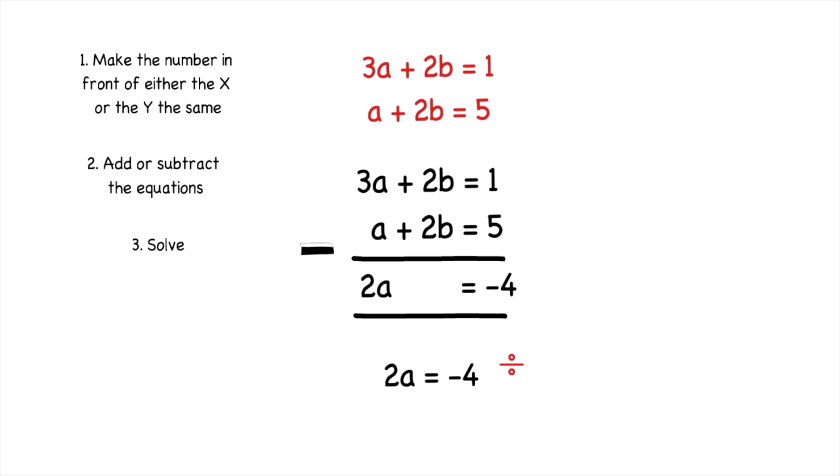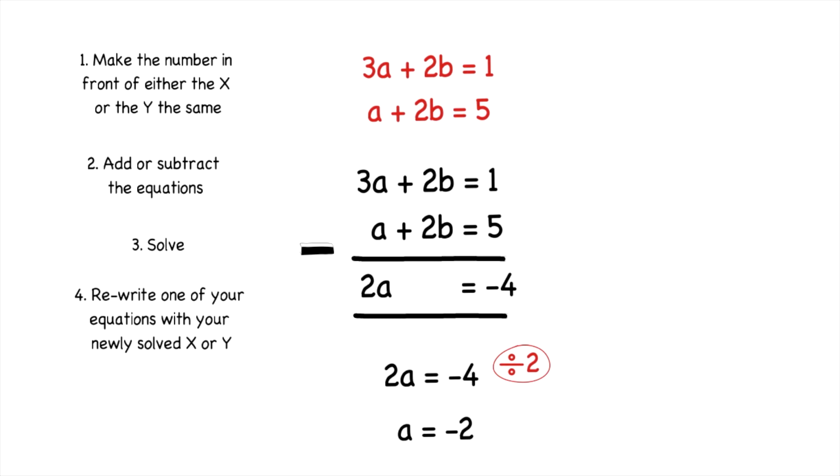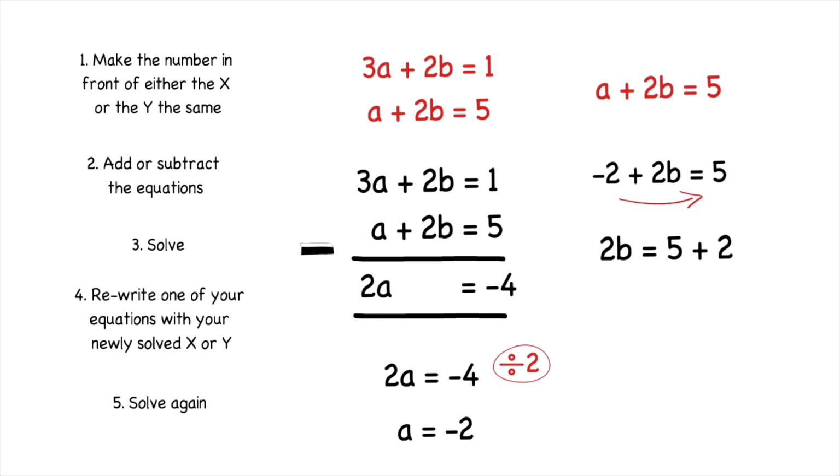2a equals minus 4, which means that 1a equals a minus 2. Next, I'm going to choose one of my original equations and replace the a with what we now know to be minus 2. So if a plus 2b equals 5, a equals minus 2, so minus 2 plus 2b equals 5. We can move that minus 2 onto the right-hand side by changing the sign in front of it to a positive. So now we have 2b equals 5 plus 2. That means that 2b equals 7, and if 2b equals 7, then 1b will equal 3.5.